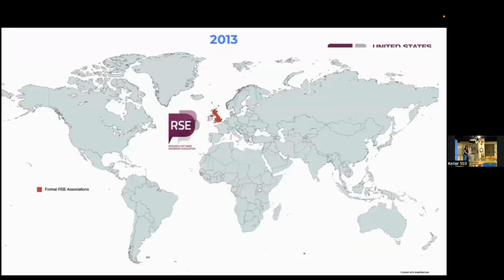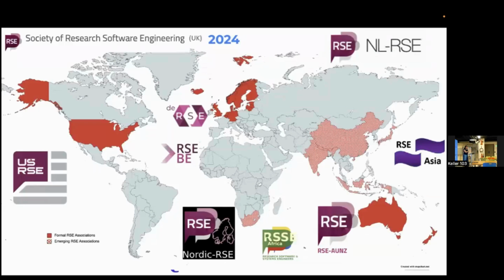And this was 2013, the formation in the UK. Now it looks like this. 11 years further, we have US-RSE, we have the German RSE, the Belgian, the Nordic RSE, Africa, Australia and New Zealand, Asia, and of course still the one in the UK and in the Netherlands. It's really a worldwide movement.